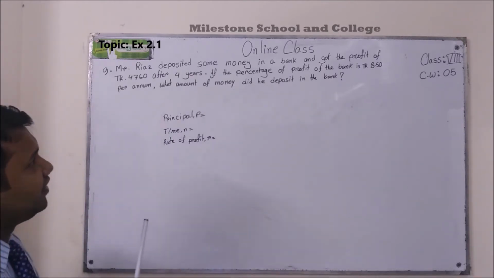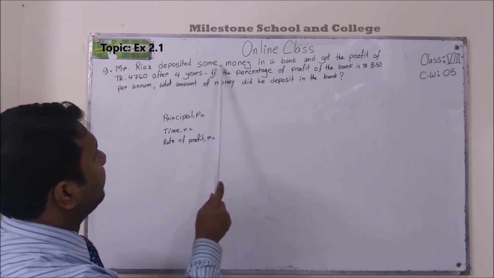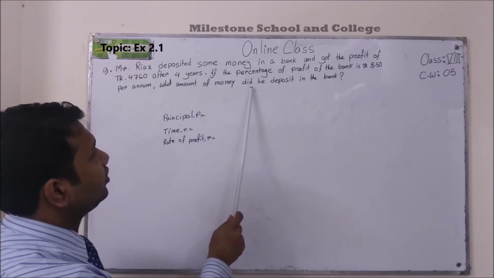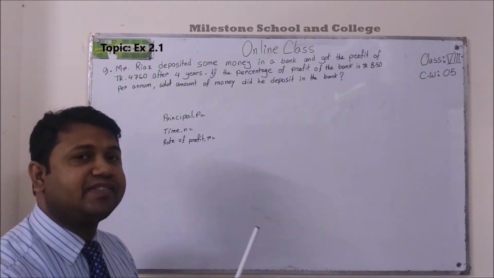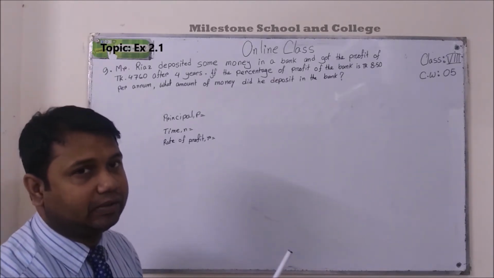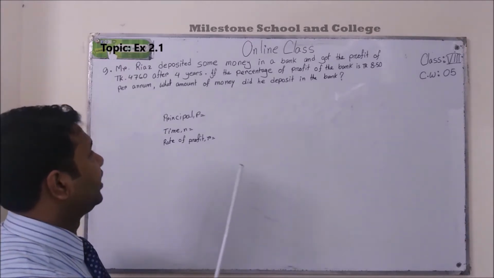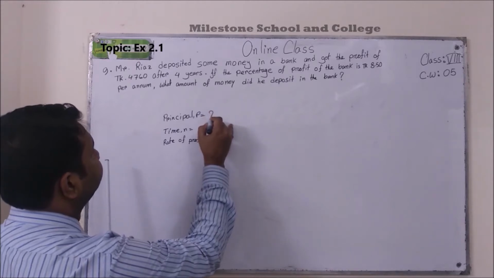So we understand very simply that some amount is deposited. The question asks how much money he deposited. We understand that the deposited money is your principal. The question asked us to find the principal. So I have to find the principal here.